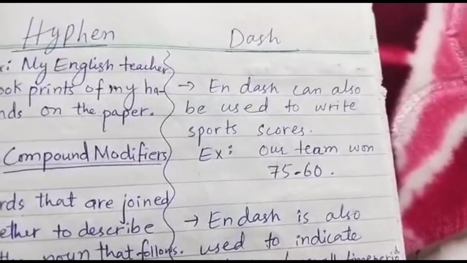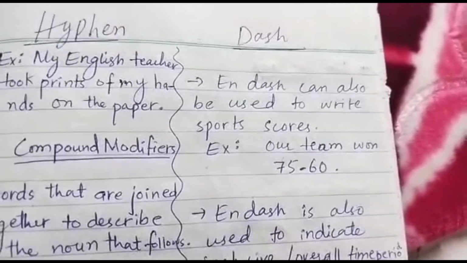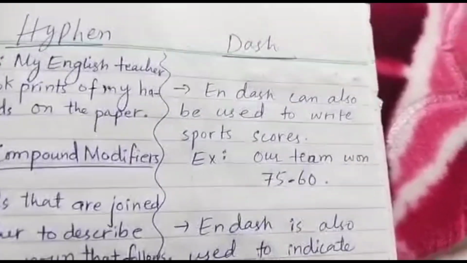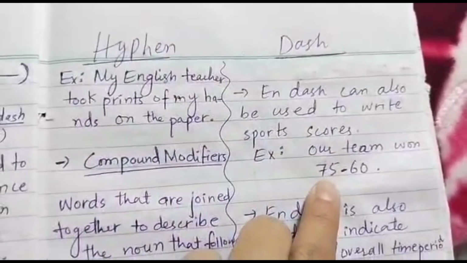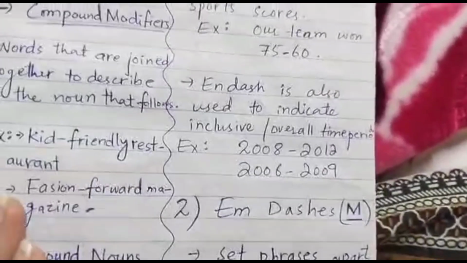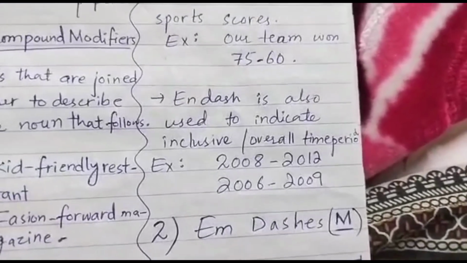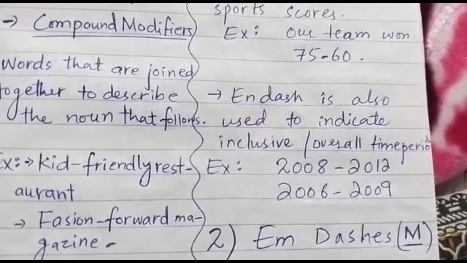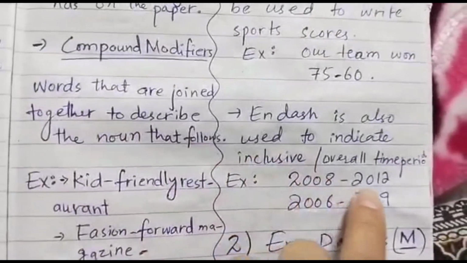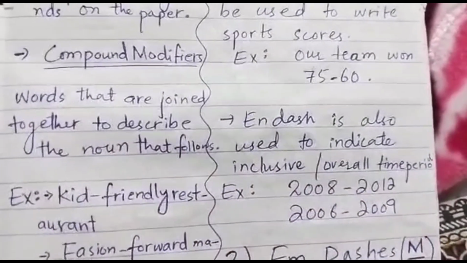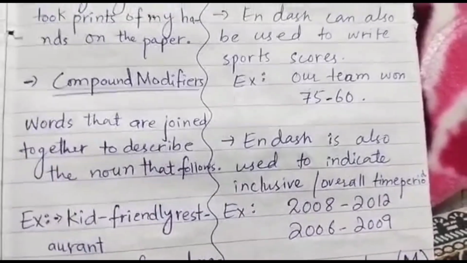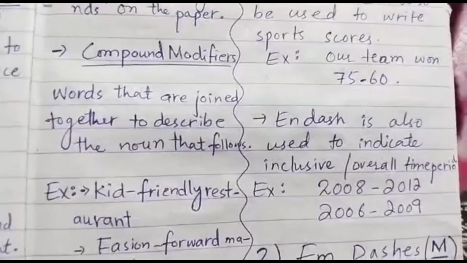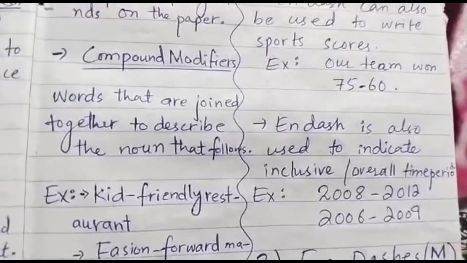En dash can also be used to write a sports score. When we play sports, we write scores in this manner: 75-60. En dash is also used to indicate an inclusive or overall time period. When we write an overall time period, we write in this manner: 2008 to 2012, 2006 to 2009, 2013 to 2015.